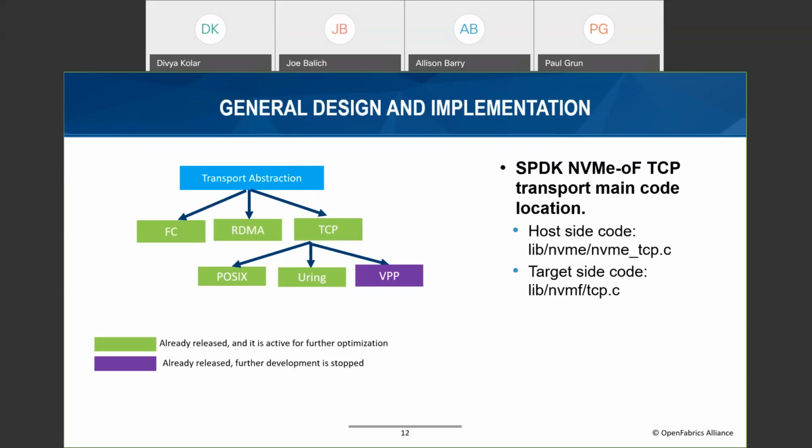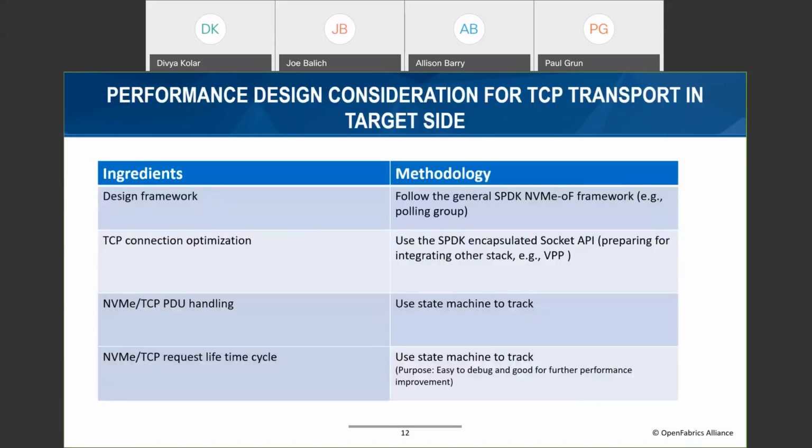And the third is VPP. VPP is also released, but currently we see the performance is not as good as we expected. So we have an announcement that we will disable the VPP related test in SPDK's 20.07 release, and we will remove the VPP related socket API support in 20.10, I mean in this October. So next page, please.